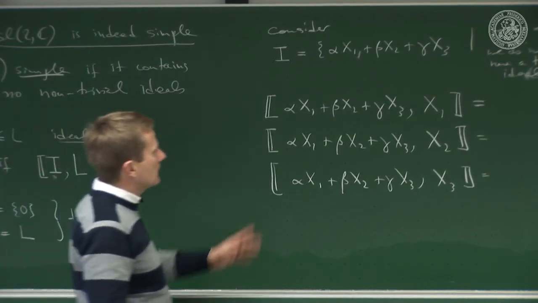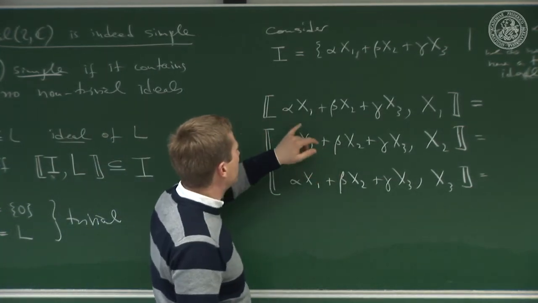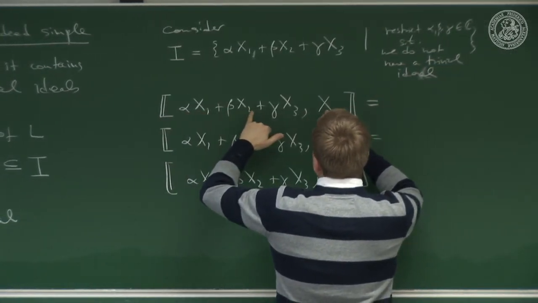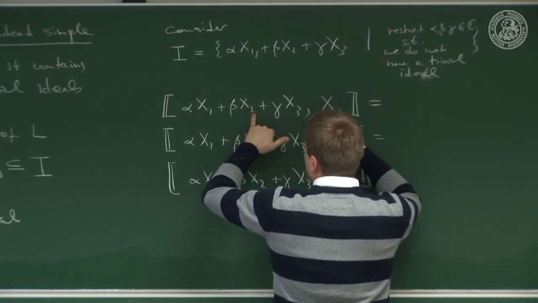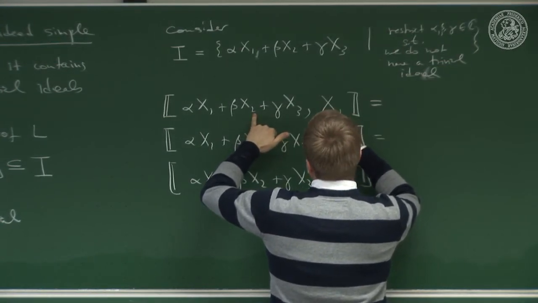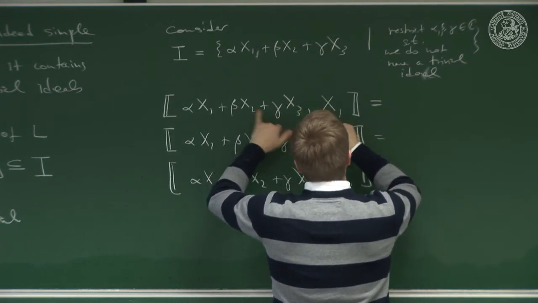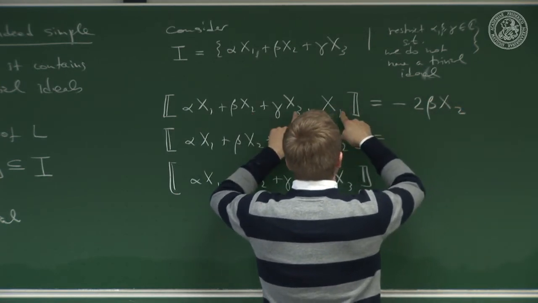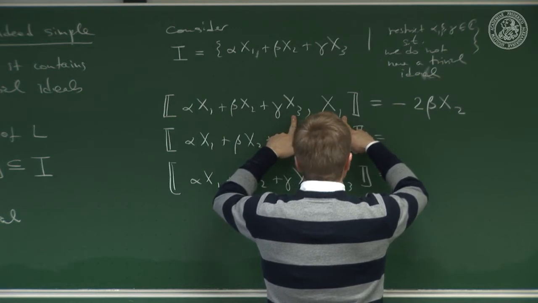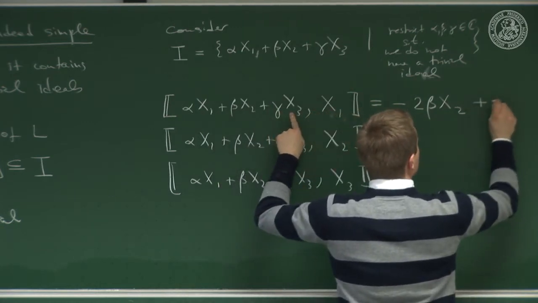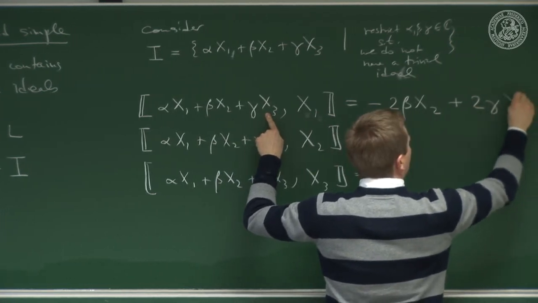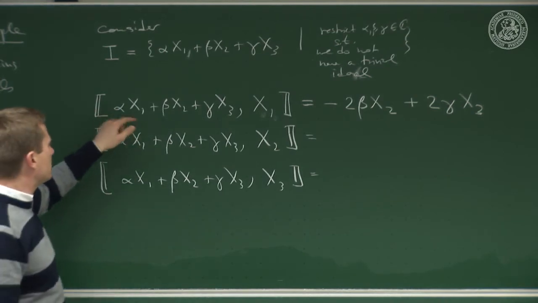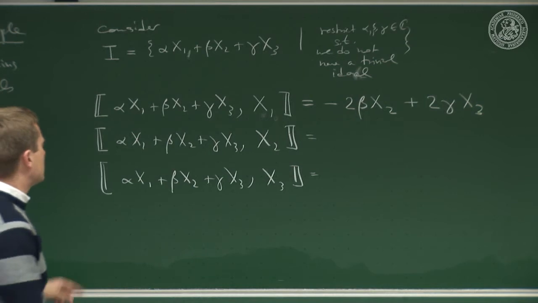Now, I erased it, but you remember that x1 with x1 is 0 because of antisymmetry. x2 with x1 yielded the plus 2, I think. We have here the opposite, so it's minus 2 beta x2. And the one with the 3 yielded the minus 2, but here we have the other order, so it's plus 2 gamma x3. That comes directly from the bracket of these basis vectors we have.